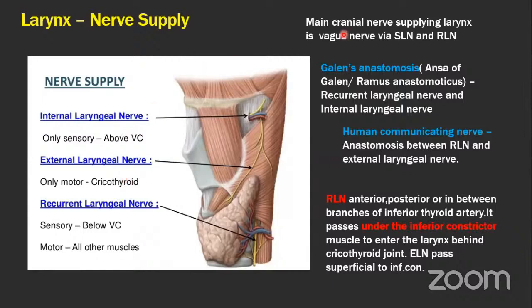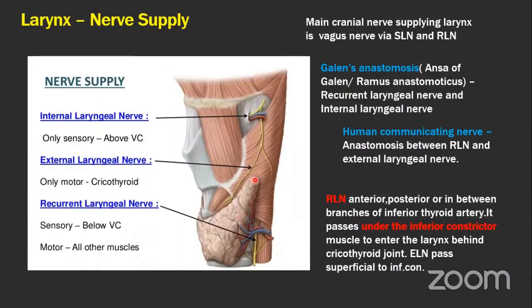So which is the main cranial nerve supply in the larynx? It is the vagus nerve, and this vagus nerve supplies via superior laryngeal nerve and recurrent laryngeal nerve. And Galen's anastomosis, you have to remember, or otherwise called ansa of Galen or ramus anastomoticus. At least remember Galen's anastomosis. What is that? See, the internal laryngeal nerve is sensory, and also recurrent laryngeal nerve is sensory.